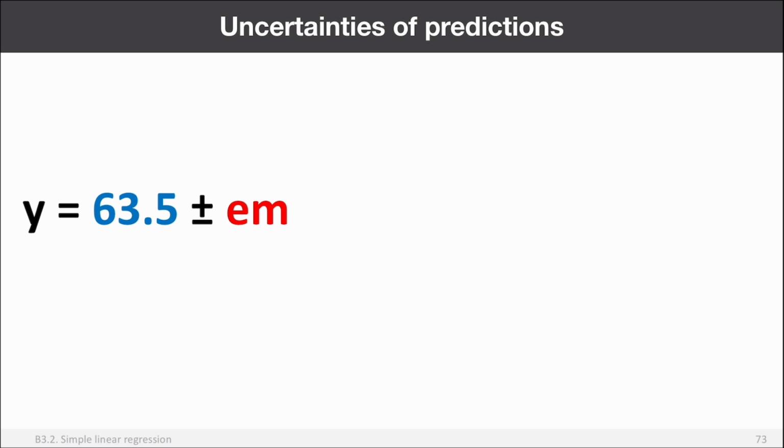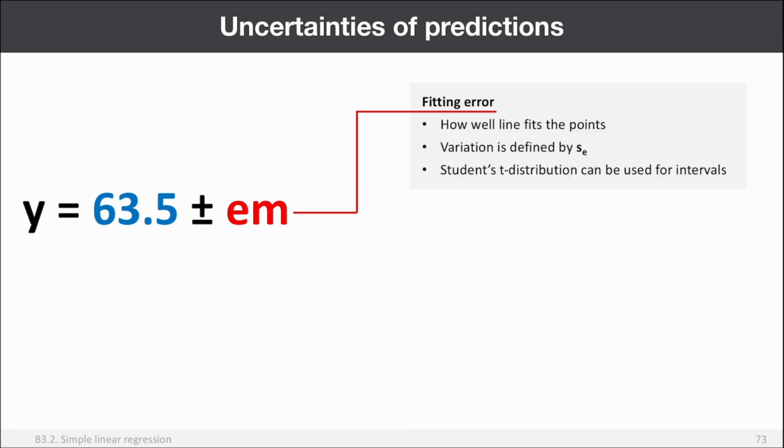Well, first of all, this is my value that I estimated, 63.5, but we're missing error margin. Well, strictly speaking, the error of the prediction has two sources. The first source is called fitting error. It tells you how well your line fits the points, and that's what we already estimated, because that's the fitting error you estimate for your sample. So how well your line fits the sample points.